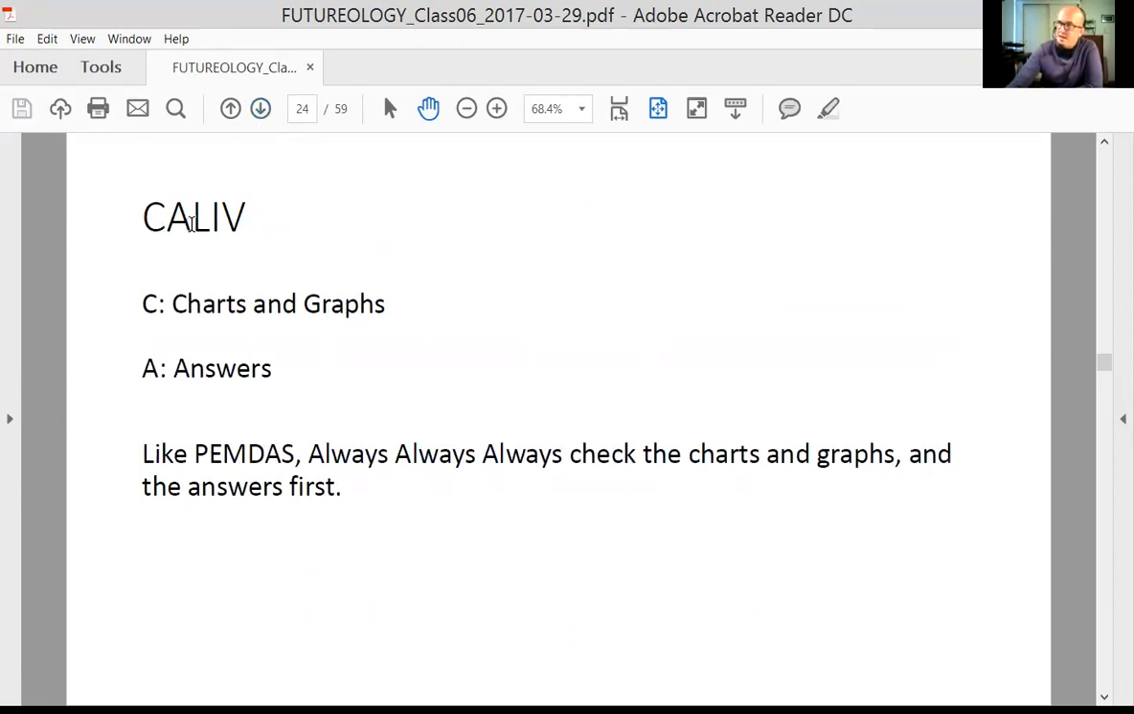So the C and the A go together, just like the M and the D in PEMDAS, right? Multiply and divide. So C and A are on the same level as each other. The C stands for looking at charts and graphs. The A stands for looking at the answers. When you look at the charts and graphs and you look at the answers, you can often find the right answer without reading any text other than what's in the charts and graphs. I would say that C and A holds for about 35 to 45% of the questions on the test. So like PEMDAS, always, always, always check the charts and graphs and then the answers first, because you would always do the parentheses and the exponents first if you were solving an equation.